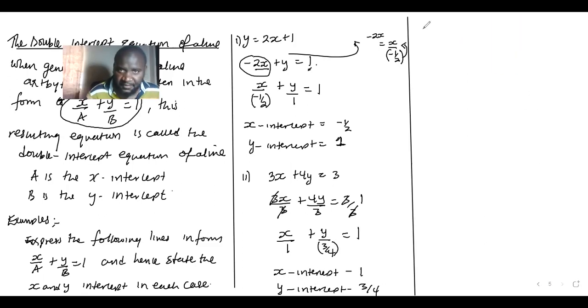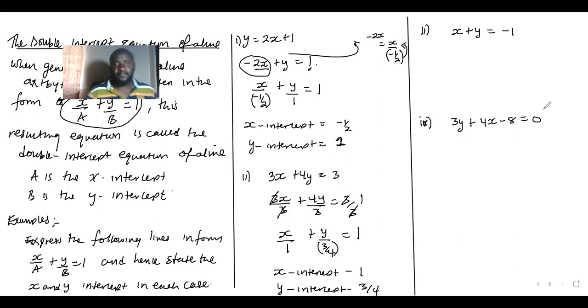Mercy, are you present? Yes, teacher. Mercy, give me the intercepts of X and Y on this one. The X-intercept is -1. Correct. And the Y-intercept is -1. Lovely. Thank you, Mercy. Shakira, can you give me the fourth one?